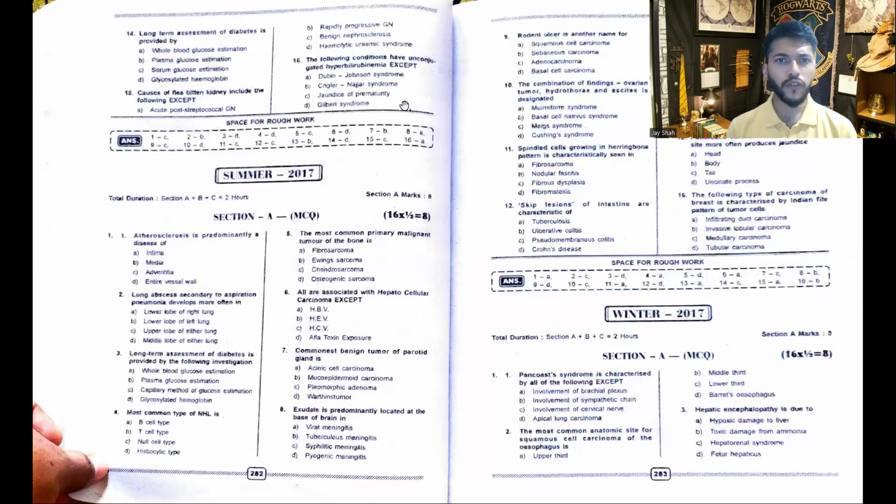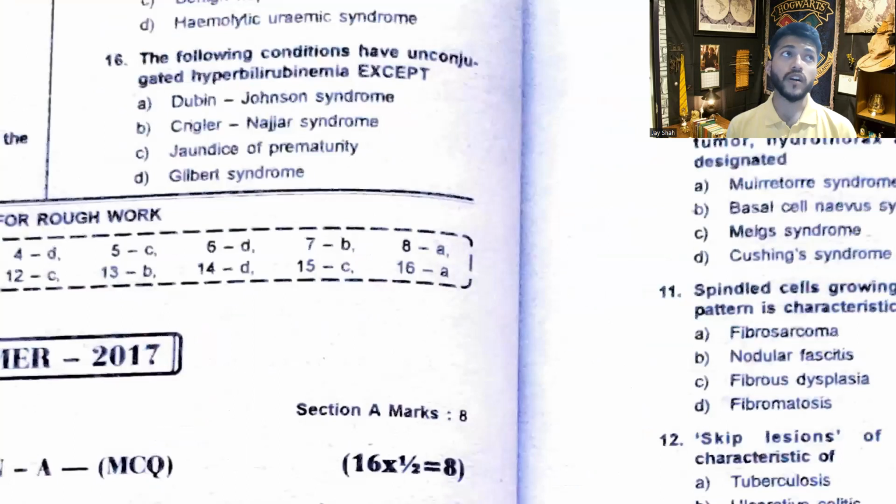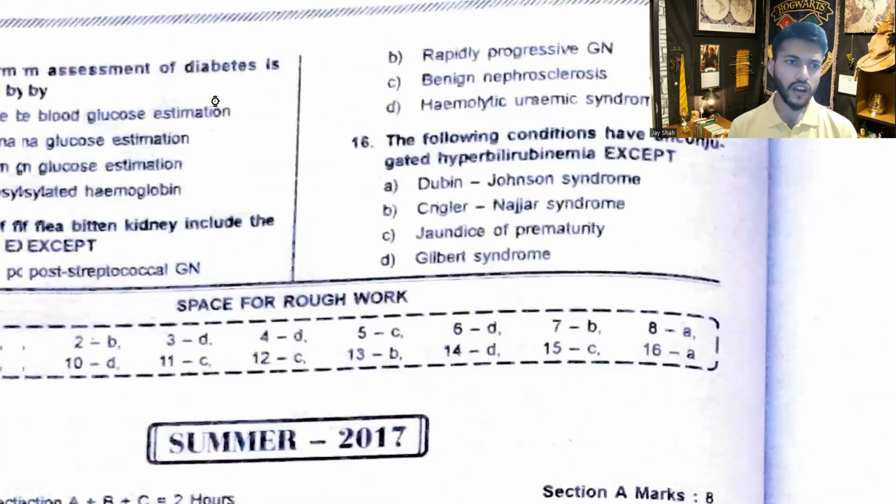Which of the following conditions have unconjugated hyperbilirubinemia? Now, it's an important concept that you'll have to remember the examples. So, you have unconjugated and conjugated. Conjugated, you'll have Dubin-Johnson and Rotor. Crigler-Najjar and Gilbert are your unconjugated. So Crigler-Najjar, Gilbert, prematurity, all of them will have unconjugated. Dubin-Johnson is conjugated hyperbilirubinemia. Right.